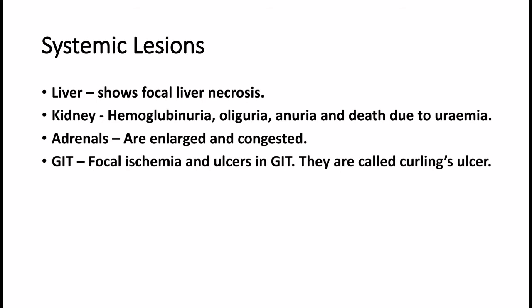Systemic lesions. Liver shows focal liver necrosis. Kidney shows hemoglobinuria, oliguria, anuria and death due to uremia. Adrenals are enlarged and congested. Gastrointestinal tract. Focal ischemia and ulcers are seen in GIT. They are called Curling's ulcer.